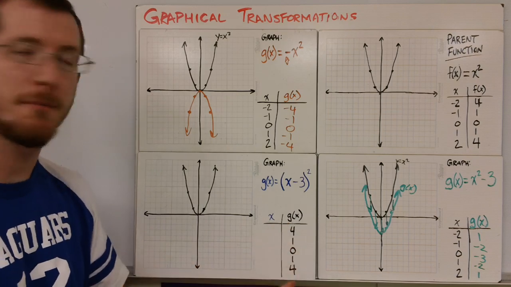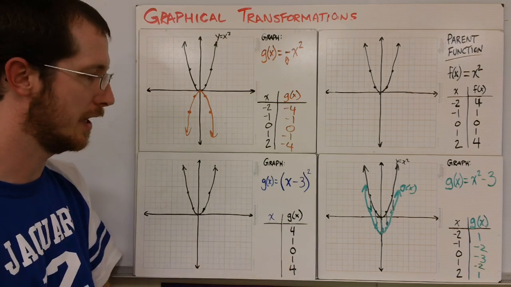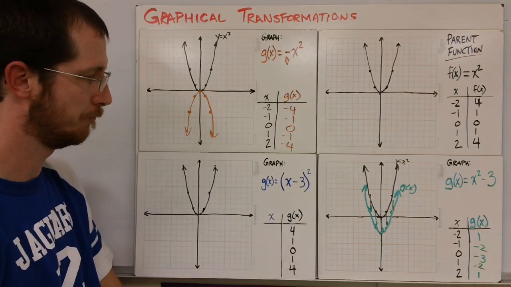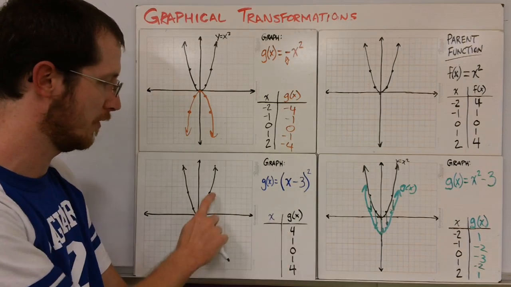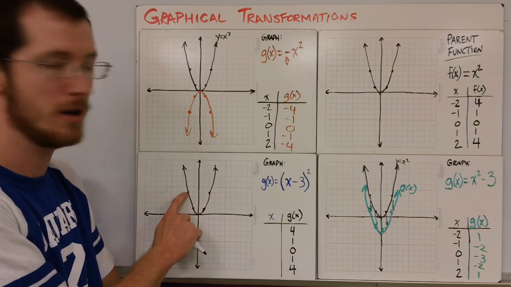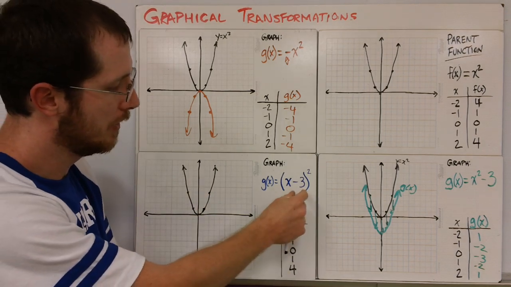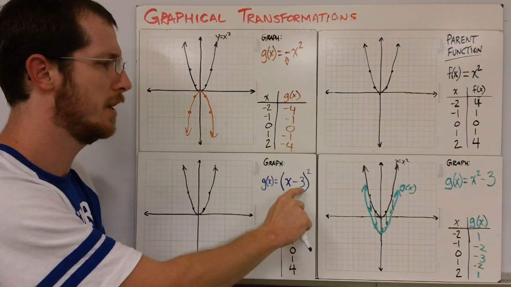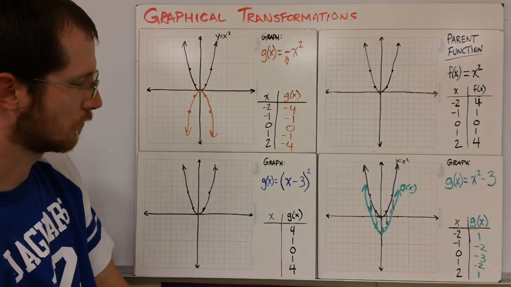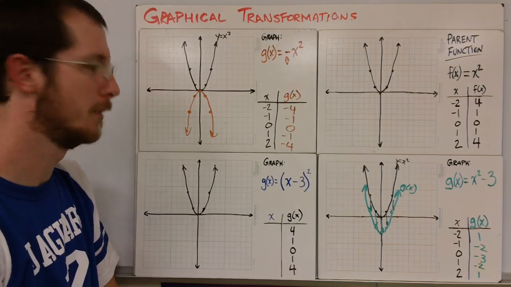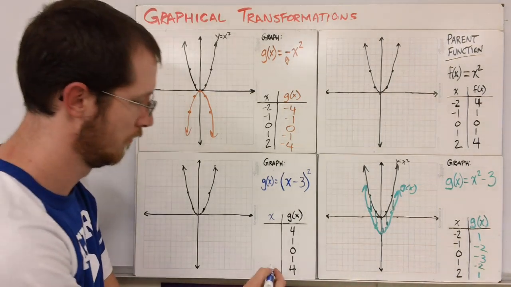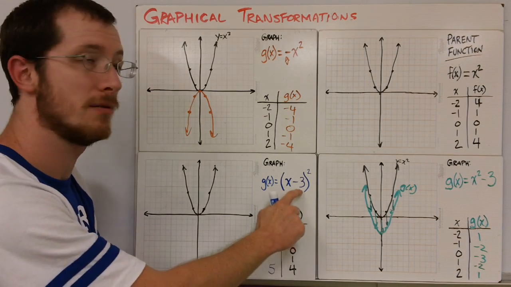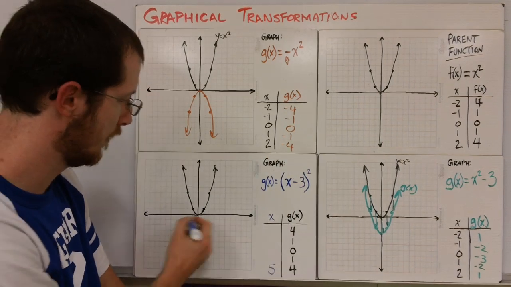Okay, so I've kept my same y values in this table. Now I want to see what x values will give me the same y values. If I want a y value of 4, like this point here, then I want some number squared to get 4. That number's got to be 2. So what minus 3 gives me 2? Well, 5 minus 3 gives me 2. So if I do 5 minus 3, that's 2 squared.